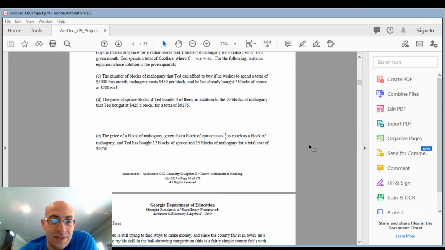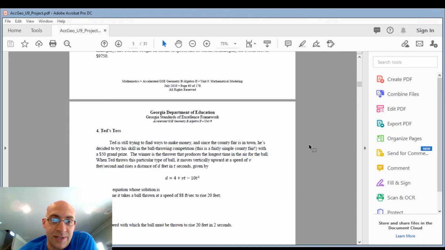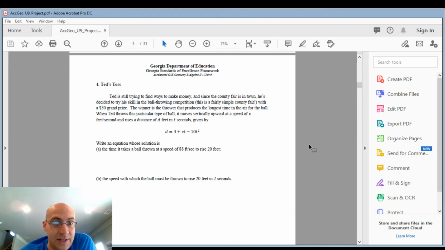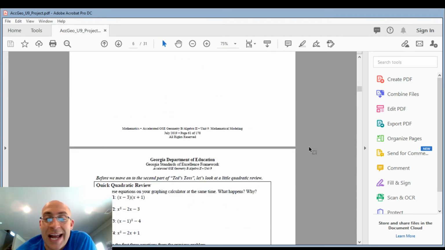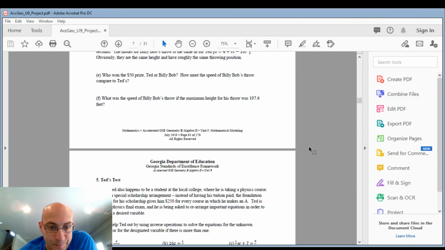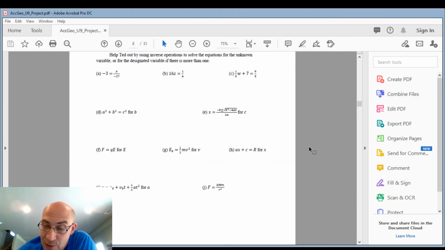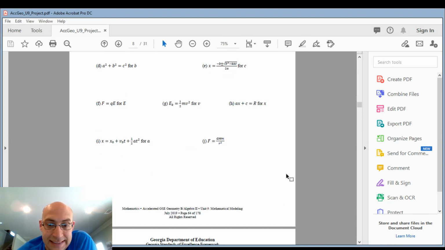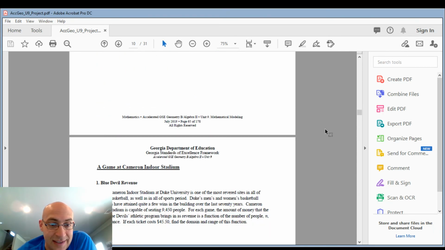He's going to try to sell some things. He's trying to get his awesome tablet. He's talking about how he can make money with a throwing ball competition. So there's a quadratic that you have to graph in there and all kinds of fun stuff. Okay, still going down. Literal equations are part of this as well. And then he finally is able to buy the tablet.